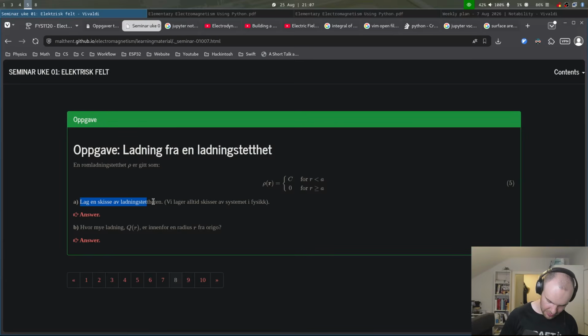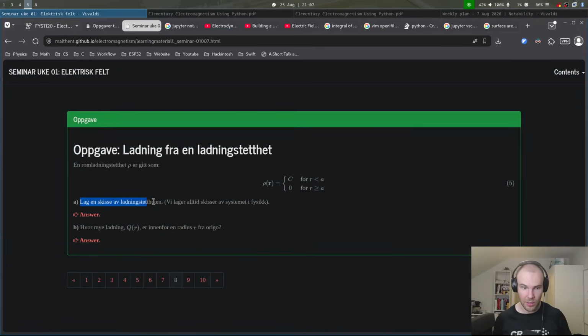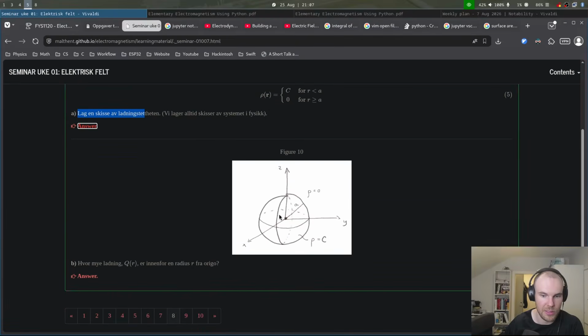It's not a perfect sphere, but it works. So the sphere is charged. That is the idea. Outside the sphere, it's not charged. You can see it's the same idea: outside is 0, but inside it's c.